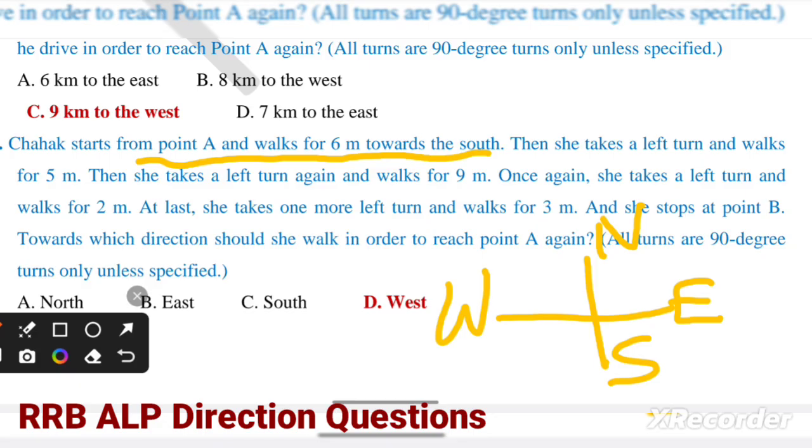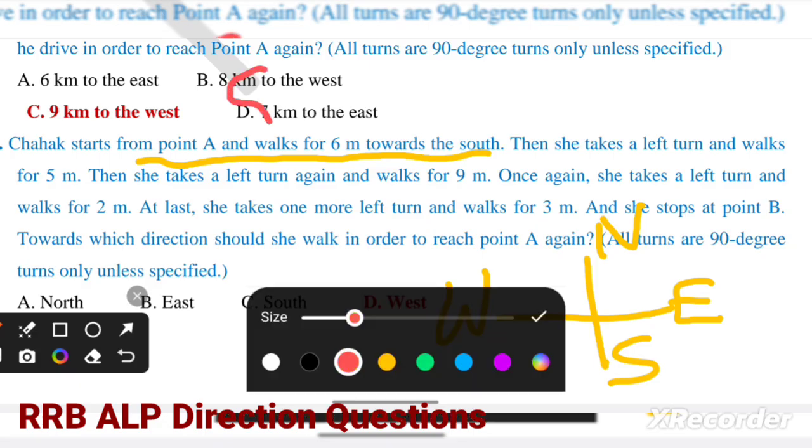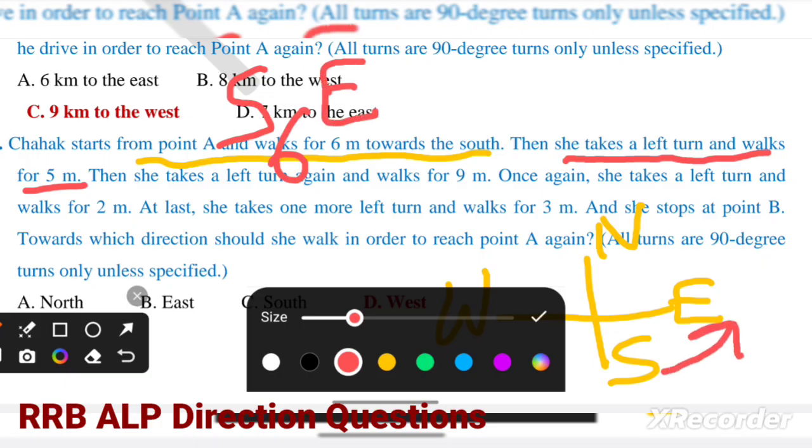So first you should write S6. Okay. So then she takes a left turn and walks for 5 meters. So for south, left means it is anti-clockwise, that is east. So east 5. Next she takes a left turn again and walks for 9 meters. So again left means north, that is N9. Okay. So once again she takes a left turn and walks for 2 meters.